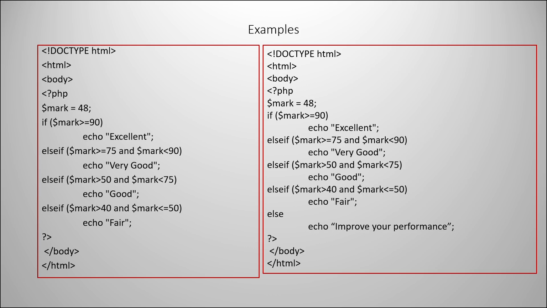In this example, we are going to verify the mark of the student. If the mark is above 90, it has to print excellent; between 75 and 90, very good; between 50 and 75, good; and between 40 and 50, it has to print fair. The same will be written in both types of syntax, where the first one avoids the else part, and in the second one it has to print the performance of the student.